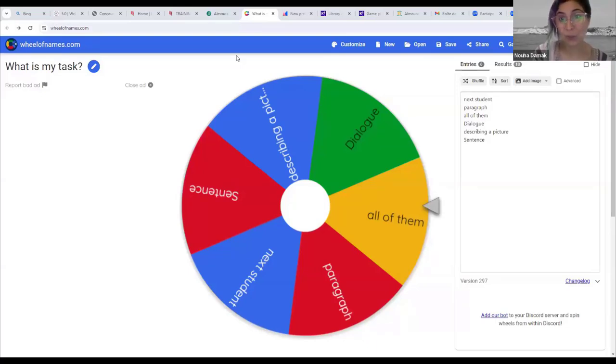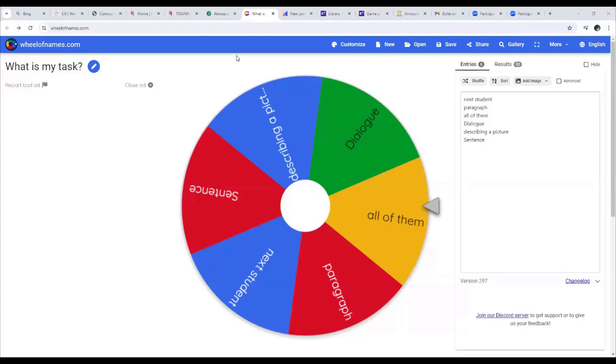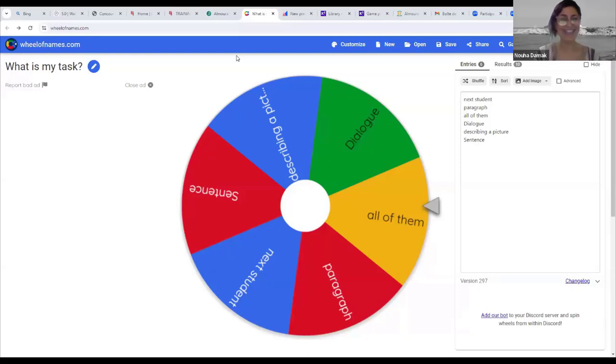Choose a partner to start a conversation. Then you need to describe the pictures and submit your paragraph. I'm sorry. Okay, I'll choose.